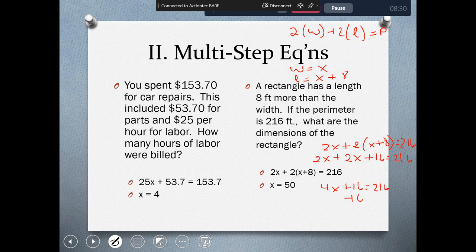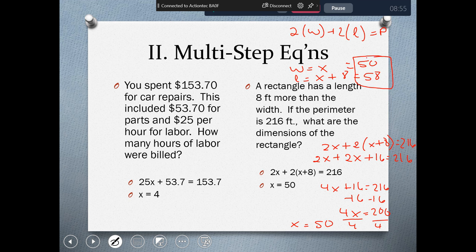Then I'm going to subtract 16 from both sides. So I'm going to get 4x equals 200. Then I'm going to divide by 4. So x equals 50. Am I done? No, I'm looking for the length and the width. So my width is 50 and my length is 58.